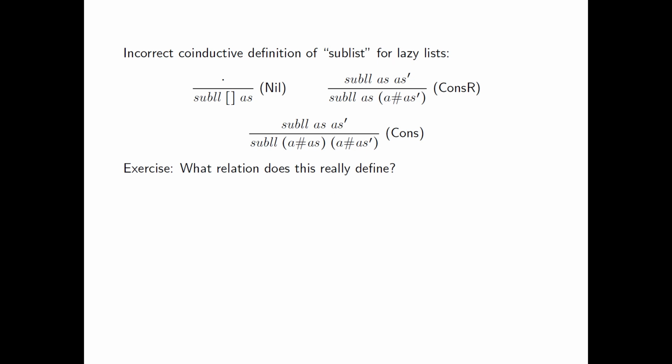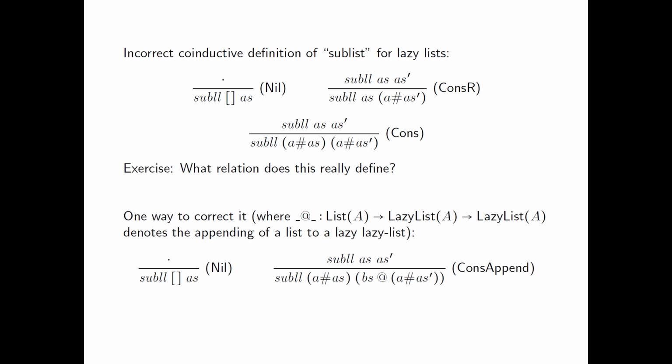Another, less intrusive way to fix this is to merge these two rules. A finite number of applications of cons R, together with an application of cons, so that we make sure we have progress. Nil, by its nature, has progress, and we want to make sure that we are making progress on actually consuming elements as well. So one way to correct this is to have a rule called cons append. I'm using this for appending a finite list.